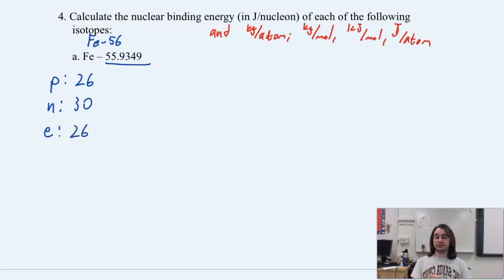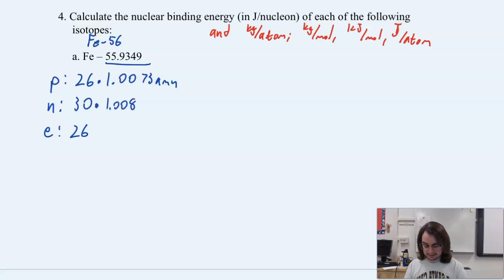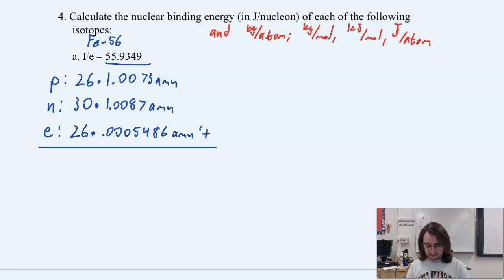Now I have to take each one of those and multiply them by my new masses. So I can't just multiply it by 1. I multiply it by 1.0073 AMU. I multiply this by 1.0087 AMU. And I multiply this by 0.00055 AMU, excuse me. Okay, so I'm going to multiply all those things together, and then I'm going to add them up. Go ahead and give that a try, and then come on back when you're finished.